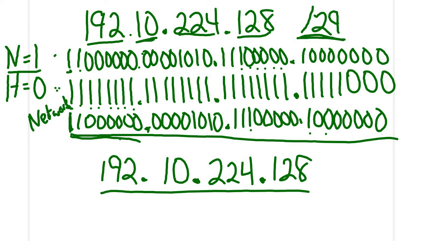Now if you take a note on this one, you will notice that my network address for this particular case is also the IP address that I started with. We'll talk about this in another section, but this is a special address because this is a network address. Is my 192.10.224.128 in the 29-bit subnet mask.